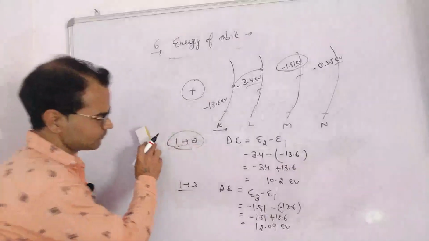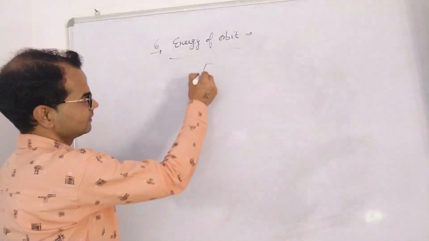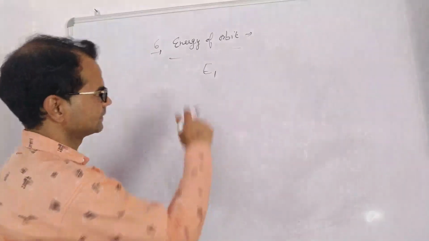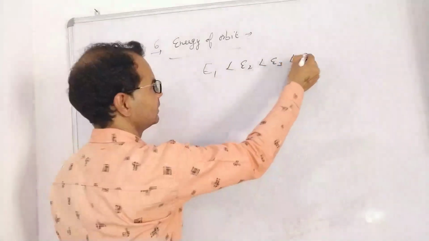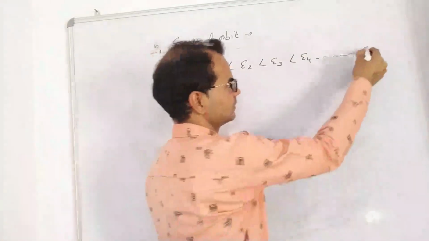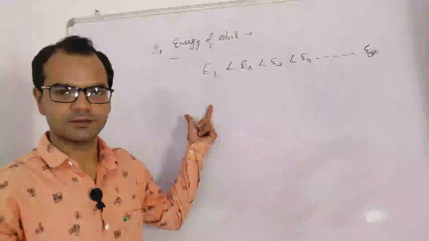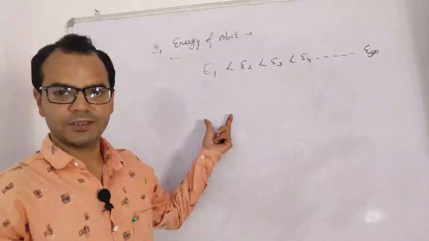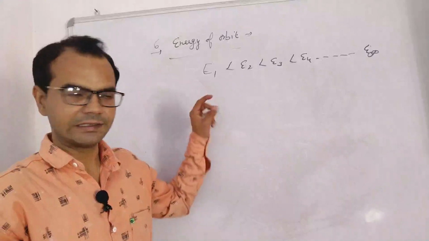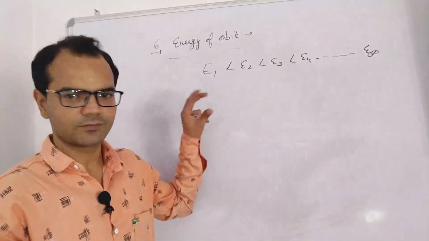Let's draw a conclusion. We can clearly see for the orbits, E1 is lower, E2 is higher than E1, then E3 and E4, and the energy at the infinite level. Clear? And if the electron de-excites back, jumping from a higher to a lower energy level, it will release energy in the form of a photon, a small packet of energy, a small packet of light.